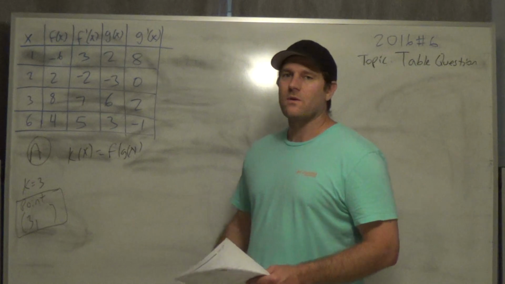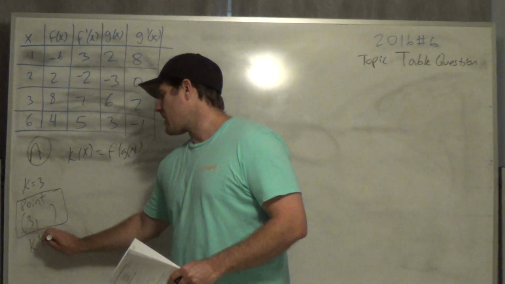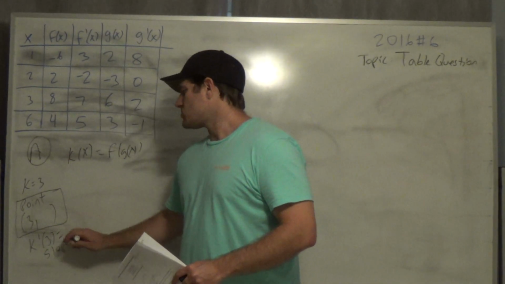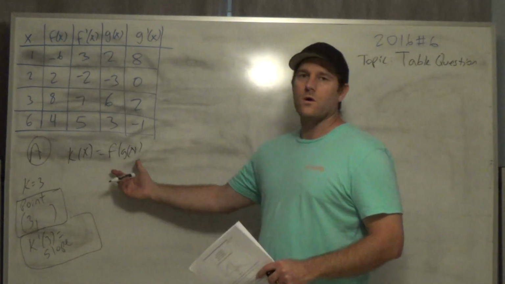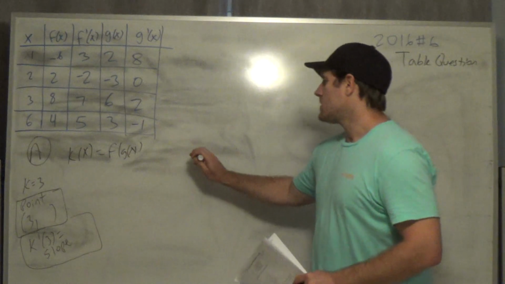And the second thing we're going to need is a slope, which is from the derivative. What is k prime 3 equal to? And that'll be the slope. So we need to know a point and a slope for k of x. So what's our point and slope? Let's just start with our point.